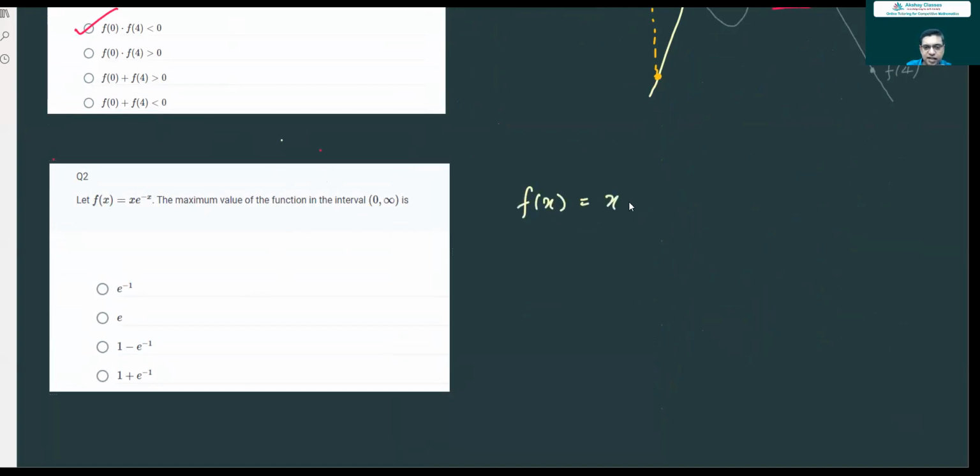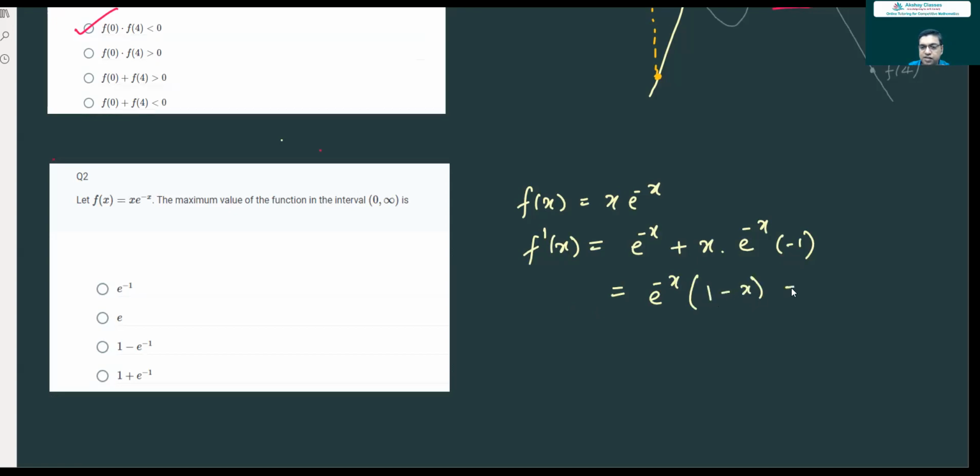So f of x is x into e power minus x. So the first derivative is: differentiate the first function, keeping the second constant, plus keep the first constant and differentiate the next. So don't miss the minus sign. So e power minus x into 1 minus x is equal to 0, which means derivative is 0 will imply that x equal to 1.